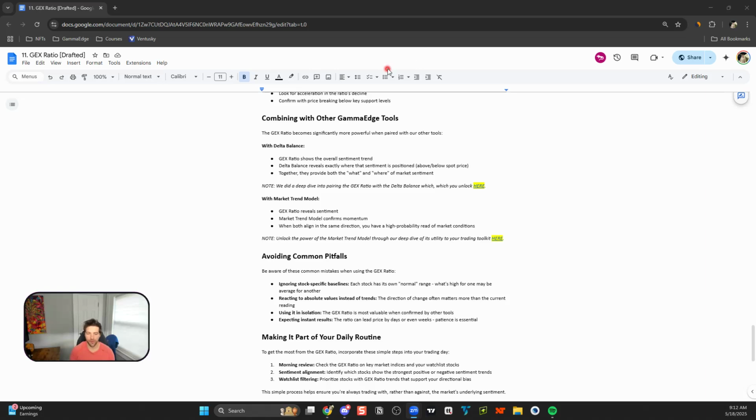So if you've been following us for any amount of time, you'd know that we like to use a mosaic approach where we combine multiple tools together. It's never just one tool, one factor that we rely on. So specific to the GEX ratio, this pairs nicely with two specific tools, one being our delta balance tool. While the GEX ratio shows overall sentiment, your delta balance shows you specifically what's happening above and below spot price. So when combining these tools together, it gives you the what and the where of market sentiment.